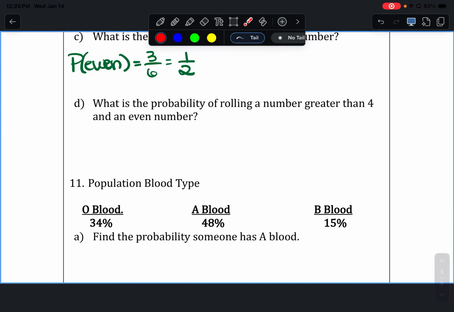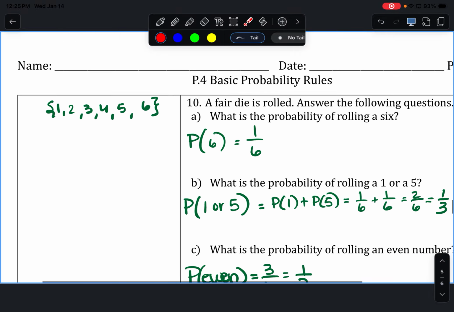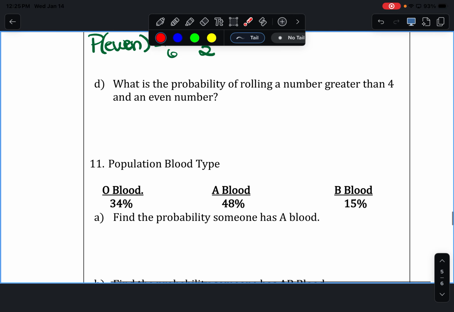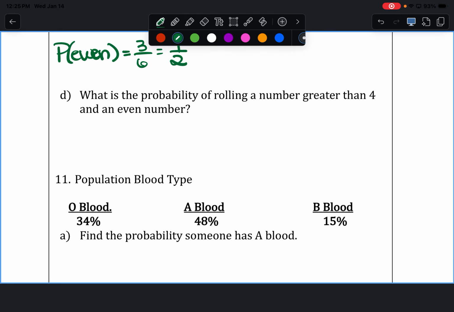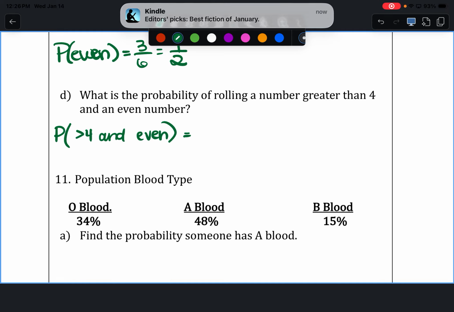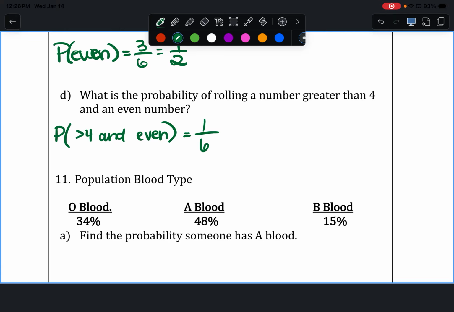Now, for D, it says, what is the probability of rolling a number greater than 4 and an even number? So how many numbers are greater than 4 and even? 1. What number is it? Oh, wait. Yep. Okay, so the probability of rolling a number that is greater than 4 and even. If I wanted to write that using the symbol, what symbol would I use for and? The upside down U. The intersection, yep. So, how many options did we have that's greater than 4 and even? 1 out of 6. All right.